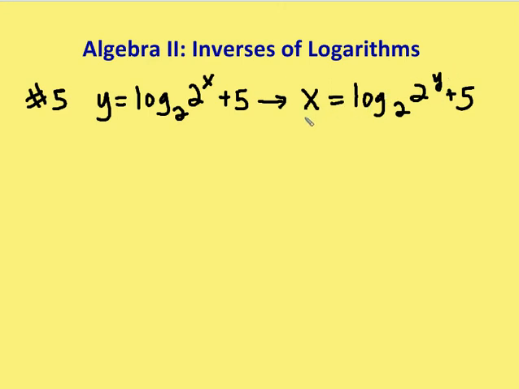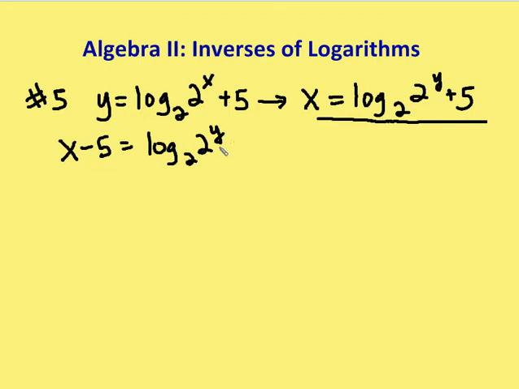Our first step is to take this equation, which is the inverse of the original equation, and we're going to subtract 5 from both sides. So now we're left with x minus 5 is equal to log base 2 of 2 to the y. Now at this point we can exponentiate the log equation and then solve for y.